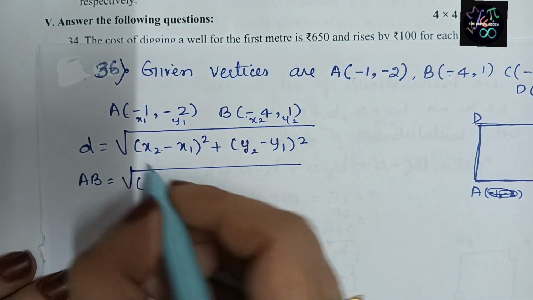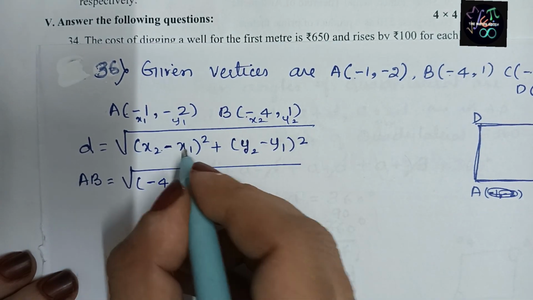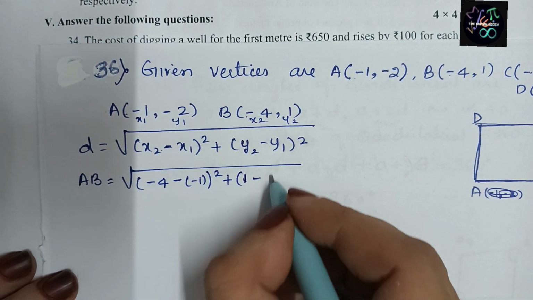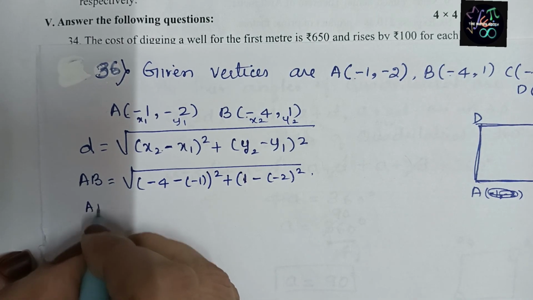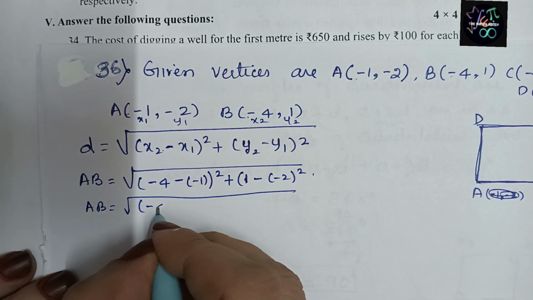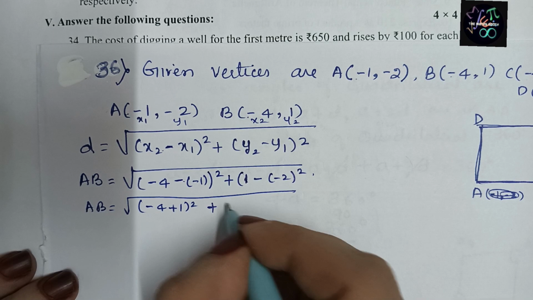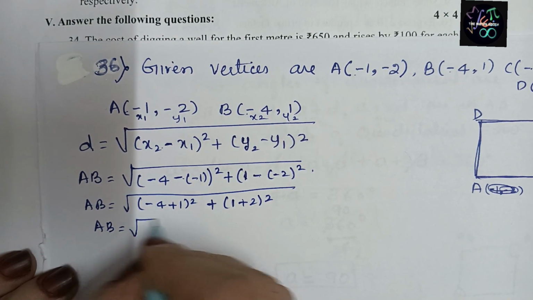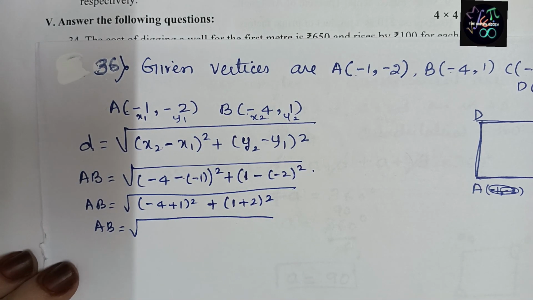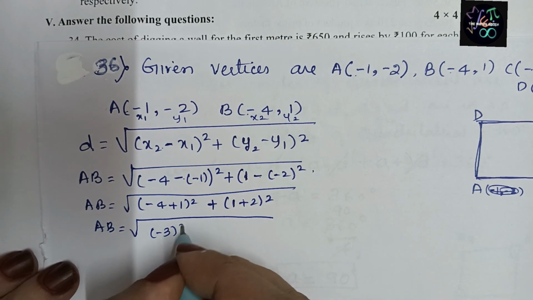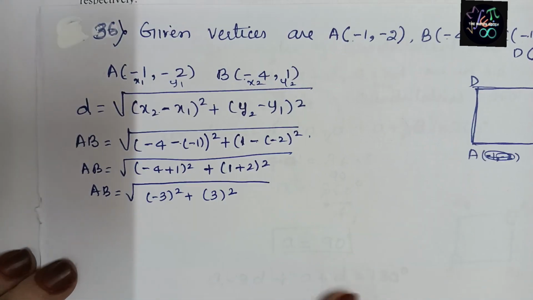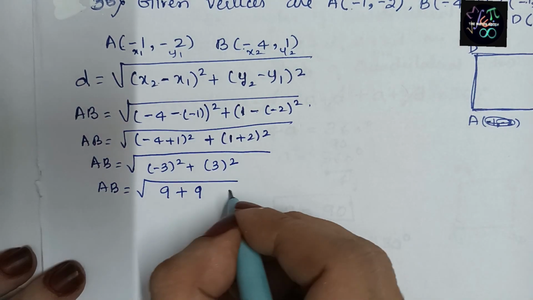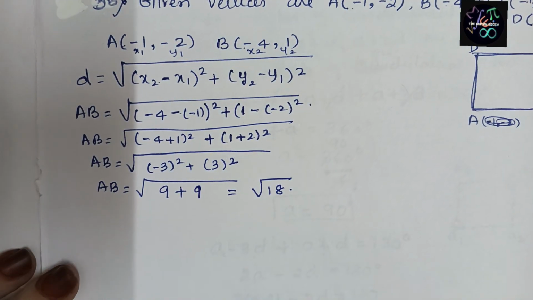Okay, let us substitute. The x2 value is minus 4, minus the x1 value, which is minus 1, whole square, plus the y2 value 1 minus y1, which is minus 2, whole square. So AB is equal to root of (minus 4 minus minus 1, which is plus 1) whole square plus (1 minus minus 2, which is plus 2) whole square. So what will we get? Minus 4 plus 1 is minus 3, so minus 3 whole square, and 1 plus 2 is 3, 3 whole square. Now AB is equal to root of 3 square, which is 9, plus 9, so root 18. So we got AB as root 18.